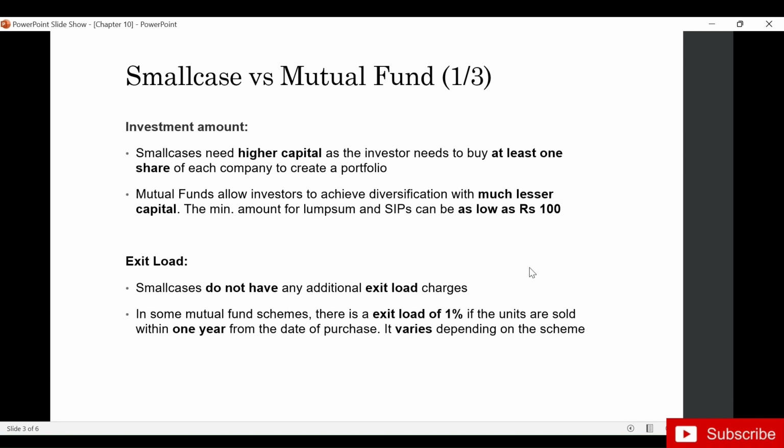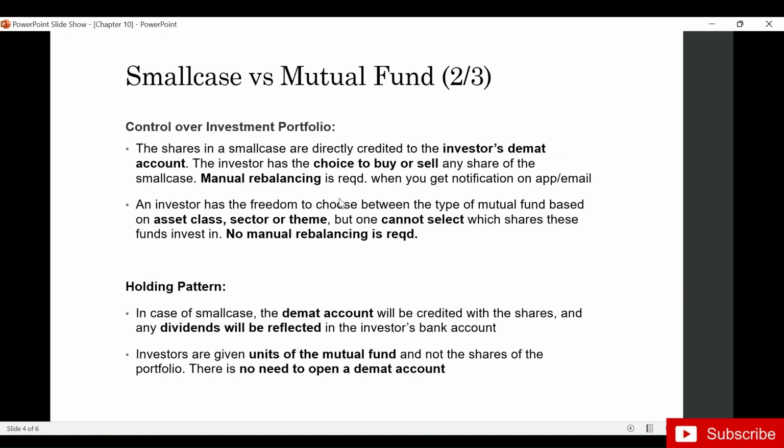Now we will talk about exit load in case of mutual funds. In certain mutual fund schemes, there is an exit load of 1% if the units are sold within 1 year from the date of purchase, and the exit load varies from scheme to scheme. It might be the case that a number of schemes do not have any exit load associated with them.